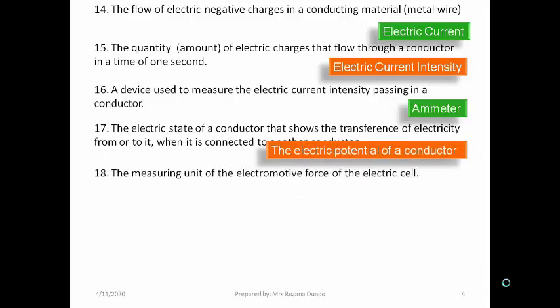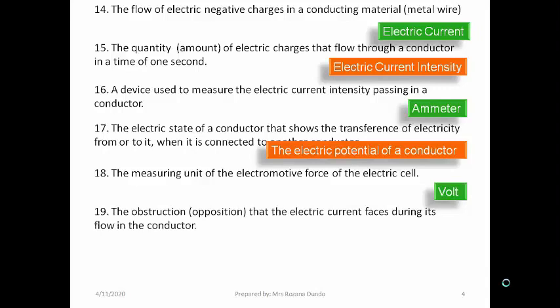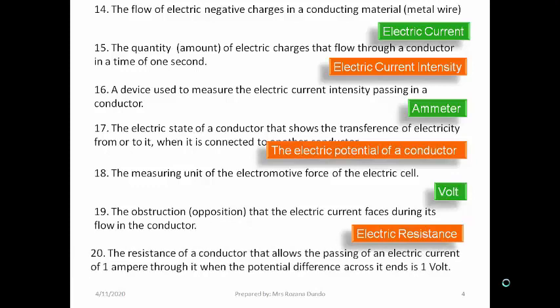The measuring unit of the electromotive force of the electric cell is volt. The obstruction or opposition that the electric current faces during its flow in the conductor is called electric resistance. The resistance of a conductor that allows the passing of an electric current of 1 ampere through it when the potential difference across its ends is 1 volt, the ohm.